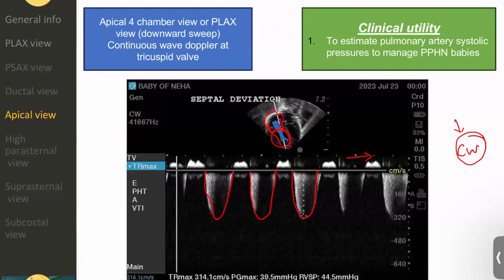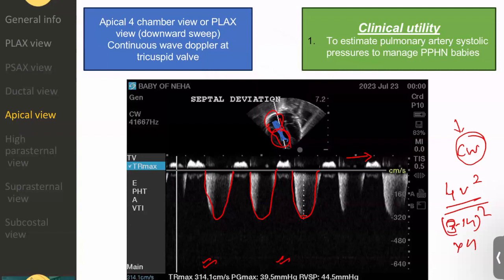So you estimate this gradient. The gradient is the difference in pressure between the RV and the RA. That gradient we can calculate, and the machine is calculating it as 39.5 because we have put our cursor here. You go into the calculation. If you don't have this, we can calculate it by the formula, which is 4V squared. The velocity, the TR maximum velocity, is estimated here, and you scale it in meters per second. So 3.14 squared into 4. This will give you the pulmonary gradient.